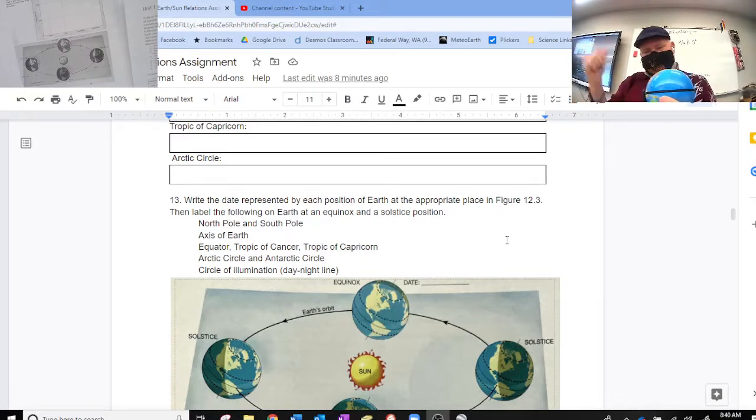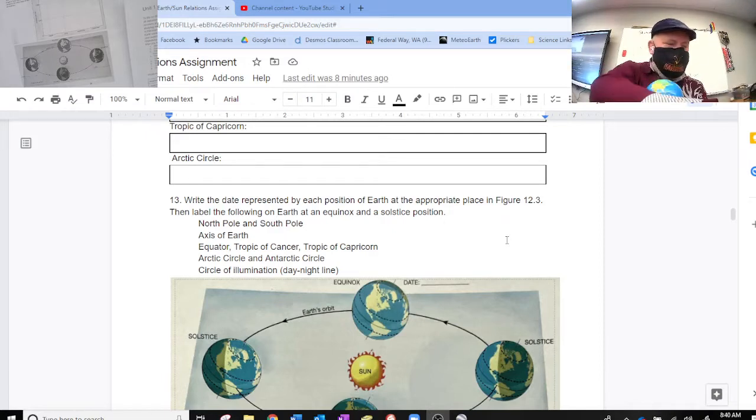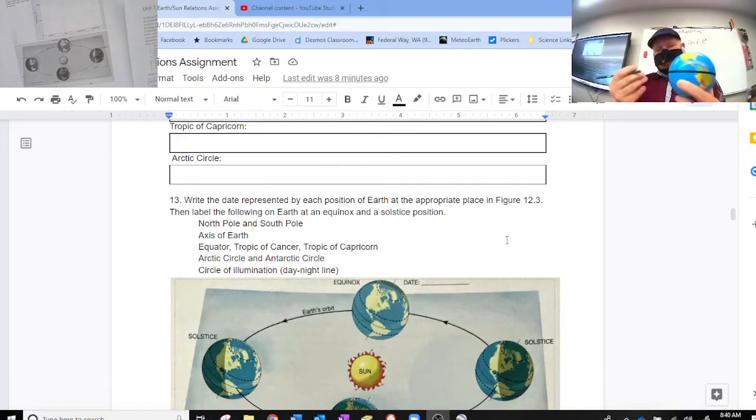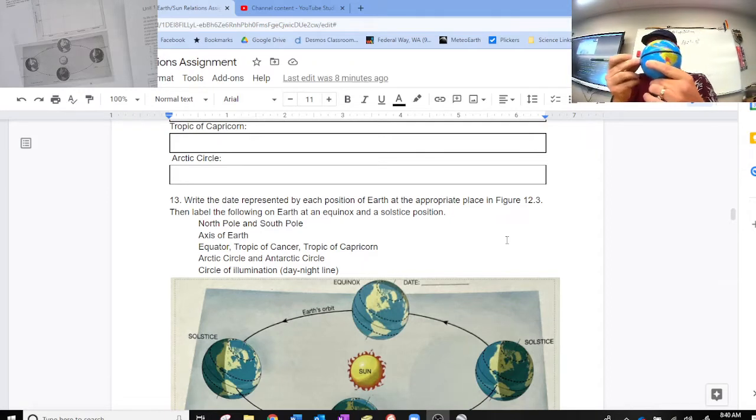Now the sun is over there. So if the sun is over there, that means if you are standing on the equator, you would be looking straight up at the sun. However, that's if the sun was over there.